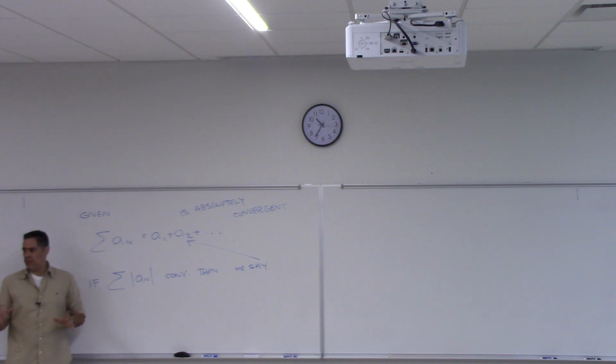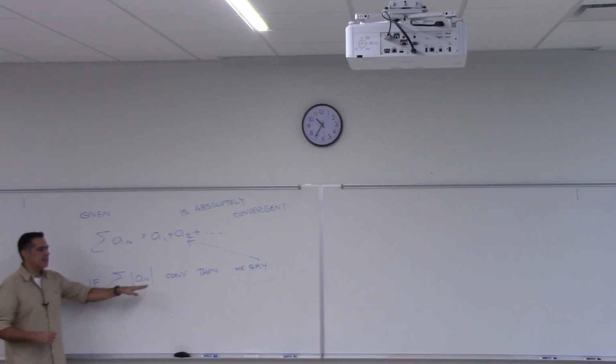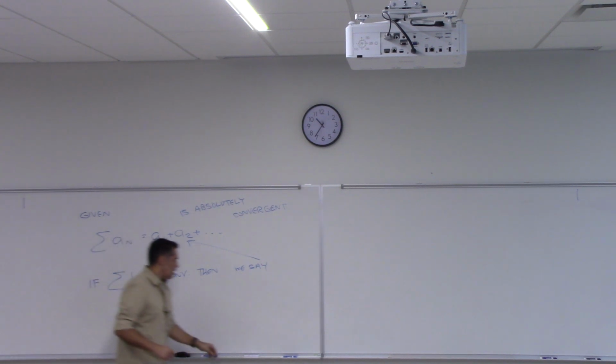I hate this definition because most of the time when people hear the word absolutely, they think it means extra, like absolute. No, it just means that the sum of the absolute values converges. All right? So let's look at this right here.